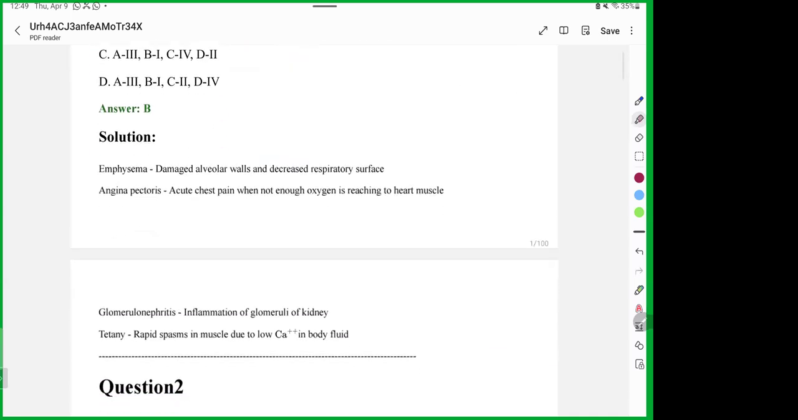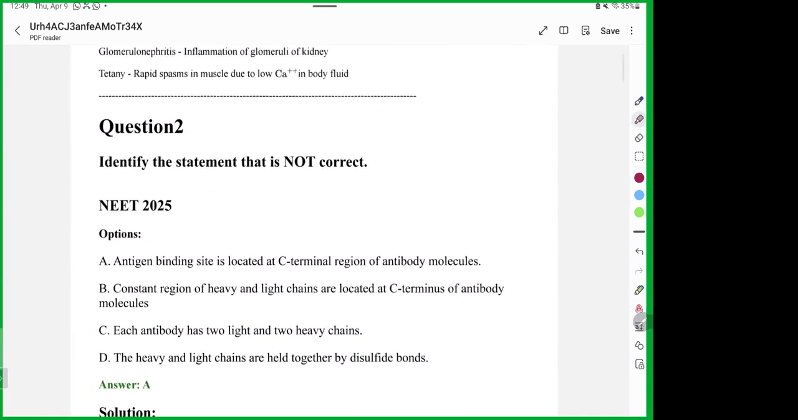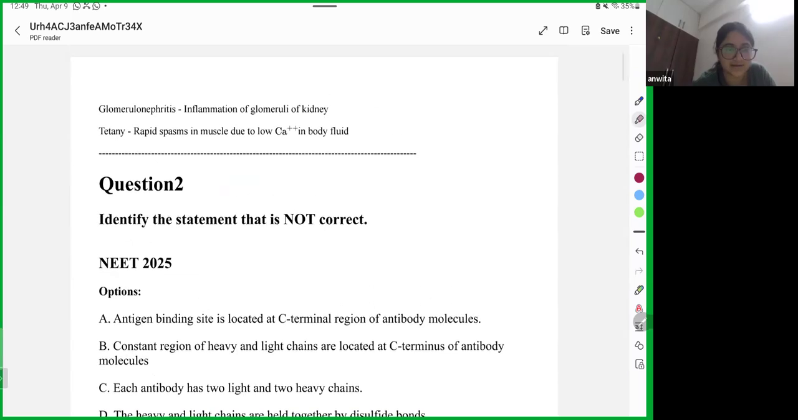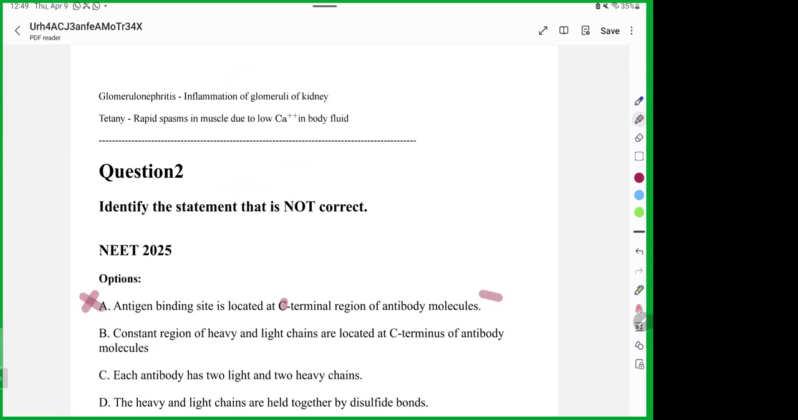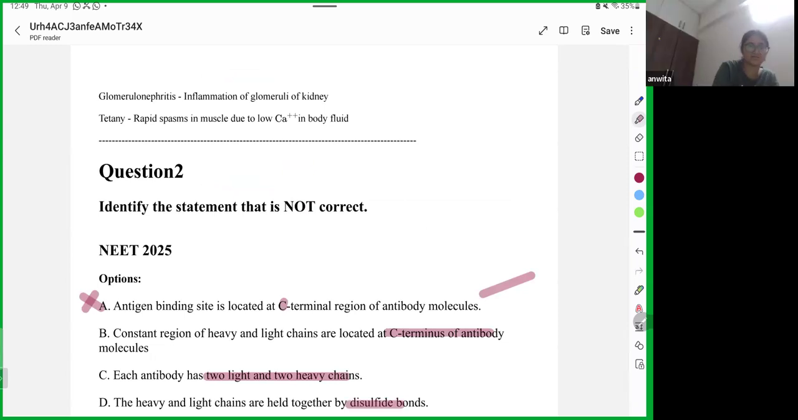Correct. Anvita, not correct. Sir, let me read it for 2 minutes. Antigen binding site is located at C terminal, no, N terminal, sir. Constant region of heavy and light chain are located at C terminal of antibody. Yes, constant regions are present on the C side. Two light, two heavy chains is right, and the last one, held by disulfide bond, is also right.